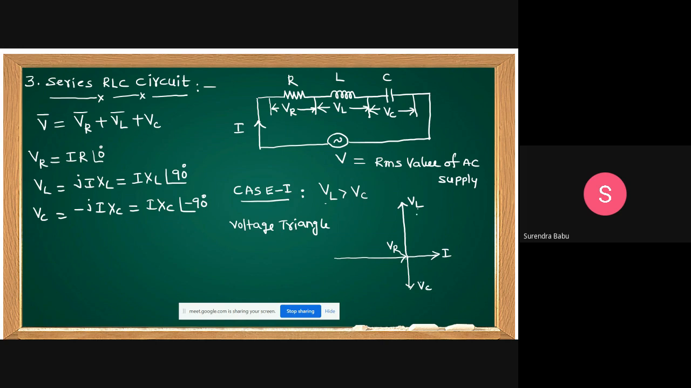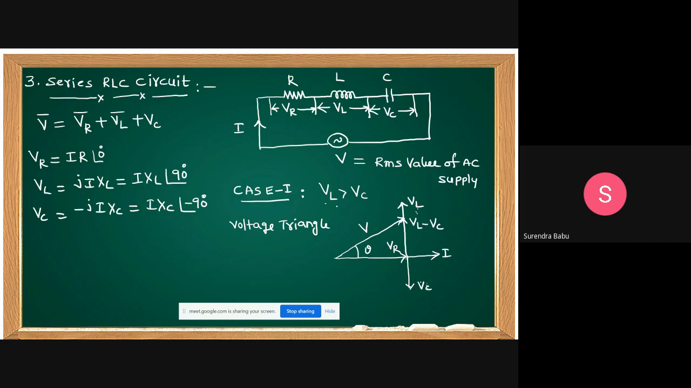What is the difference between these two? But the resultant is on which side, VL side or VC side? That is the VL side, because I have taken VL greater than VC. Then this is VL minus VC. Let us assume that. Then this is the resultant voltage V, and this angle is theta.